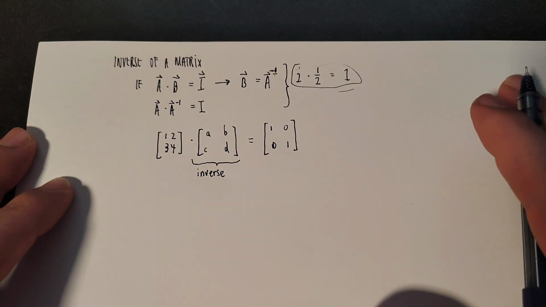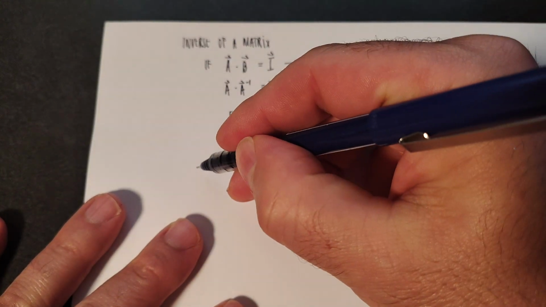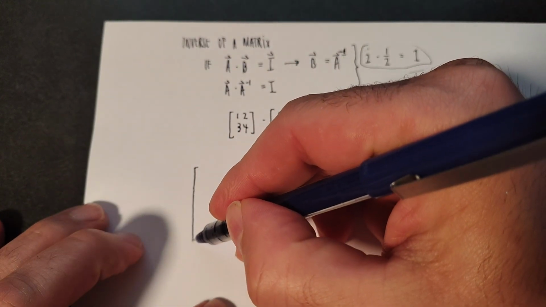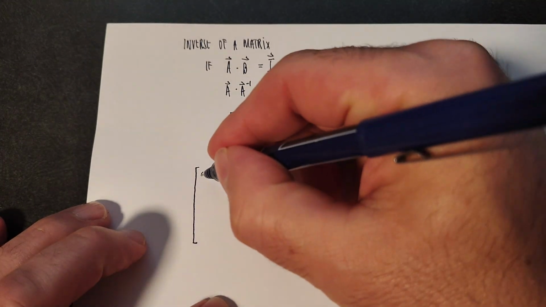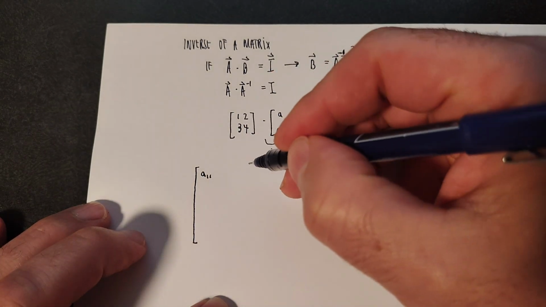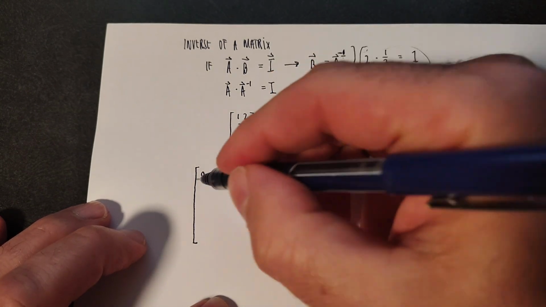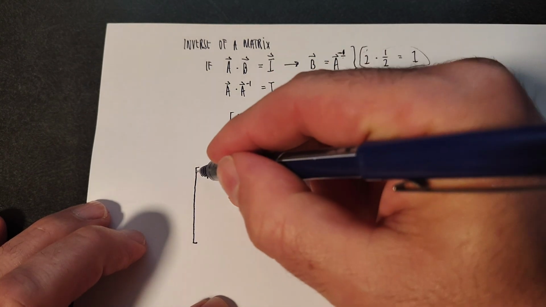So why is this all handy? Well, if we have that system of equations where we had A, 1, 1, well, let's do it this way.